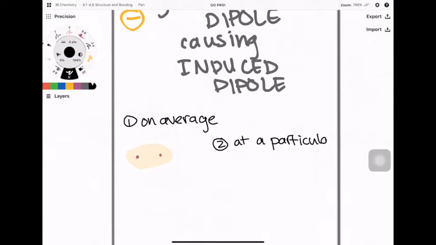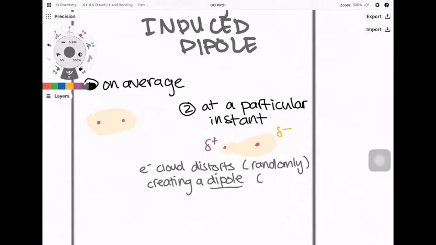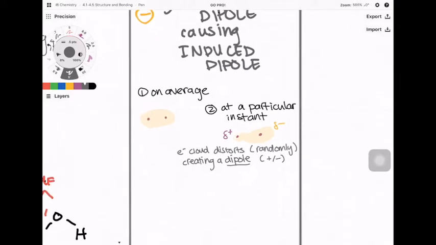However, at a specific point in time, at a specific instant, just because of random chance, the electrons would actually be spending more time around one nucleus in the molecule than the other, causing that end to be partially negative and the other end to be partially positive, just randomly because the electron cloud distorts. And wherever there's more electron density, that would be considered the partially negative charge. This creates a dipole, aka something with a positive and negative charge.